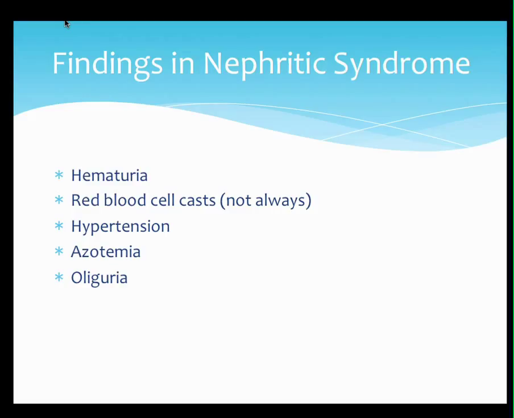Nephritic syndrome is defined in the following way. Patients with nephritic syndrome always have hematuria and often will have red blood cell casts in their urine. They almost always have hypertension, frequently will be azotemic, and also frequently will be oliguric. However, not all patients with nephritic syndrome will have all 5 of these manifestations. And usually the presence of hematuria and some degree of renal failure defines the broad concept of nephritic syndrome.